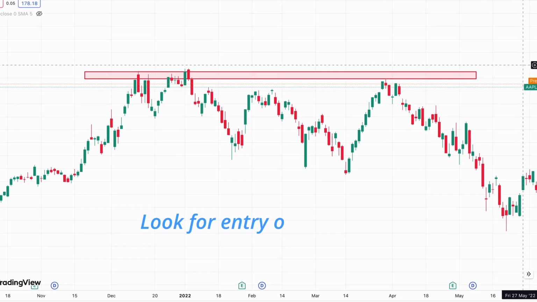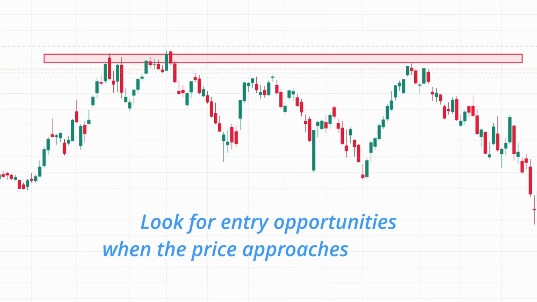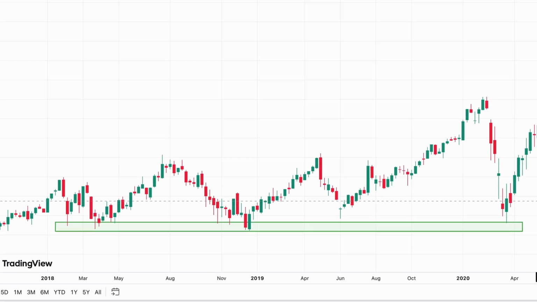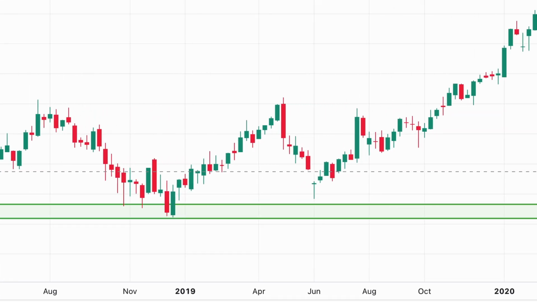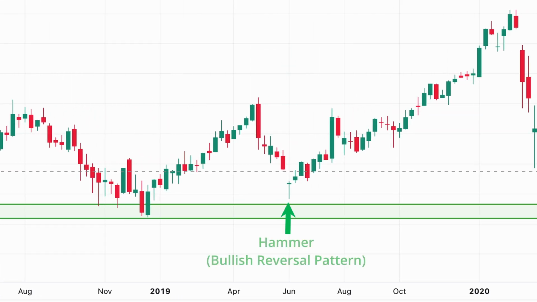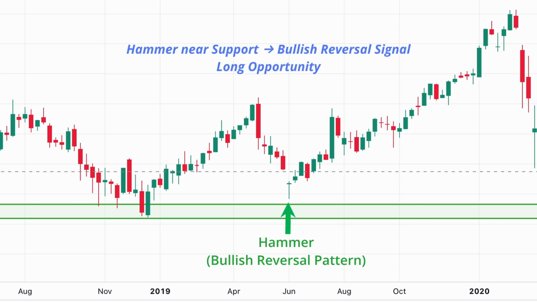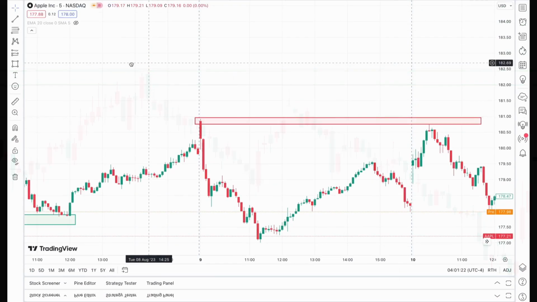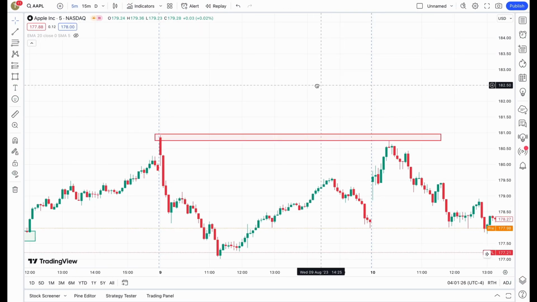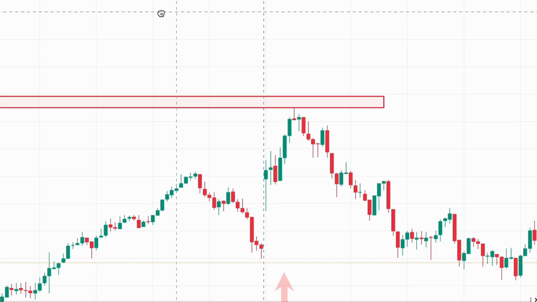Entry points. Look for opportunities to enter positions when the price approaches a support or resistance level. If the price is at a support level and shows signs of reversal, like a reversal candlestick pattern formation, it might be a good time to enter a long position. Conversely, if the price is nearing a resistance level and shows signs of weakening, a short position might be appropriate.